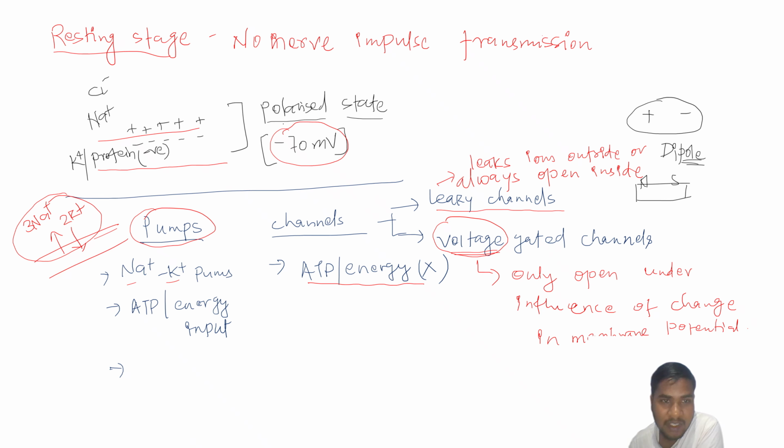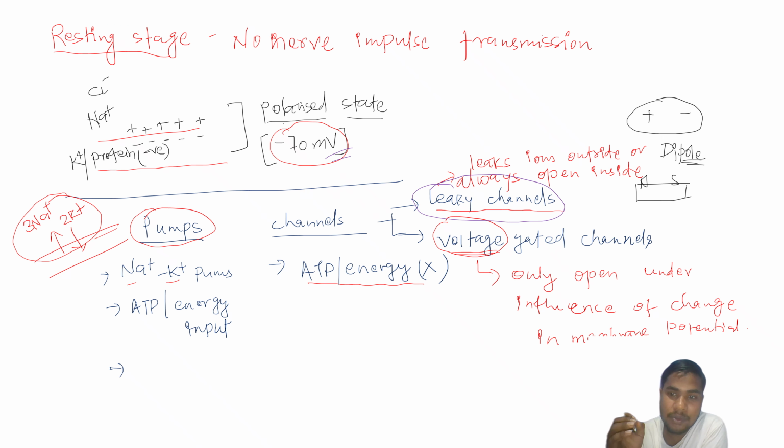And also this stage is maintained by the leaky channels. Leaky channels also leak where there is excess charge. Where there is excess charge, it leaks to the opposite side to maintain minus 70 millivolt. And most frequently it is seen that the leaky channels during resting stage leak potassium ion outside of the axonal membrane. So this is the overall state of the resting stage, when neurons are not carrying any nerve impulse or electric impulse.